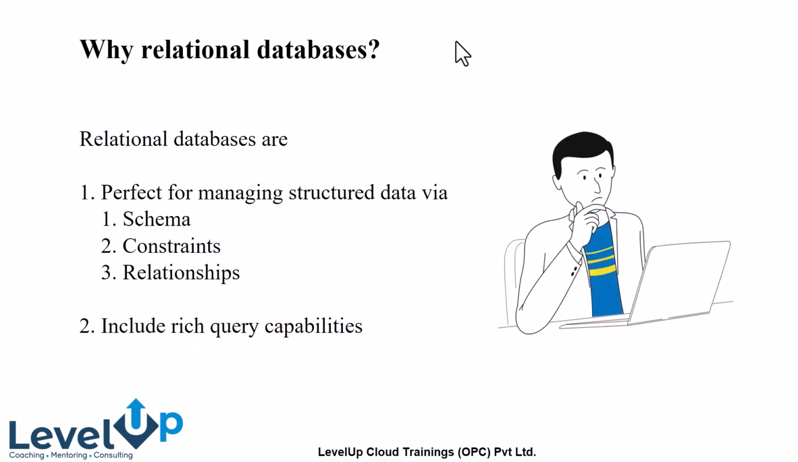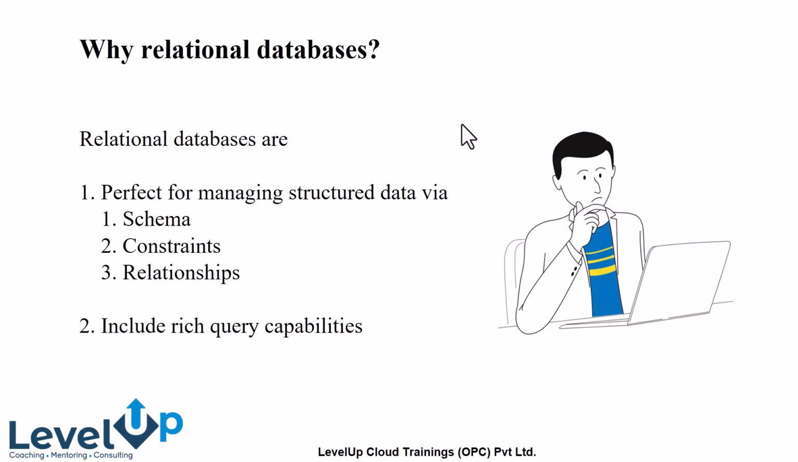Let's see a few more use cases for why we use a relational database. Relational databases are perfect for managing structured data. This is one of the main points that you have to remember. Relational databases manage structured data, and they have schema, constraints and relationships. Because of this, the data quality is very good, and relational databases include very rich capabilities.